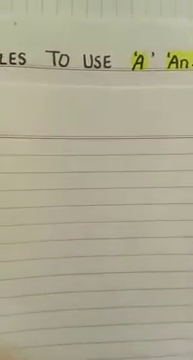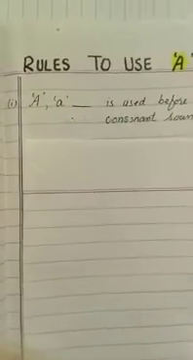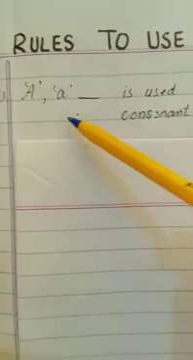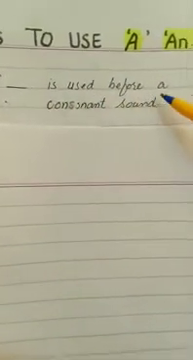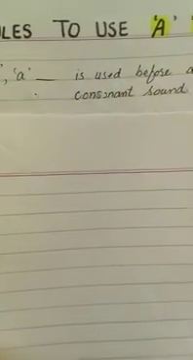Rules to use a and an. These are indefinite articles. Okay, now let's see what is written here. Rule number 1: a is used before a consonant sound. A is used before a consonant sound.